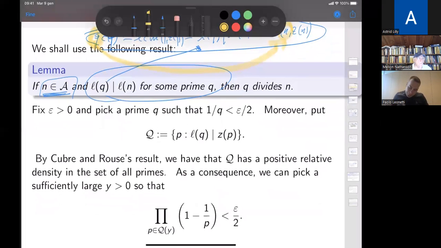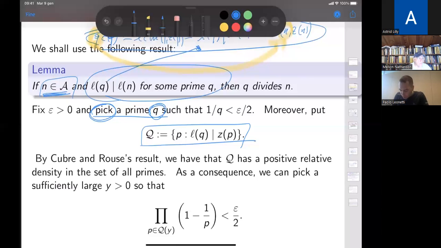Now the proof is: you fix an arbitrary epsilon bigger than 0. And also you fix a prime Q with the only condition that it is sufficiently large, meaning that the multiplicative inverse of Q is smaller than epsilon divided by 2. Moreover, we define calligraphic Q to be the set of primes for which L of Q divides zeta P. Now remember that zeta P is a divisor of P plus 1 or P minus 1. And L of Q is Q zeta of Q for every Q different from 5.